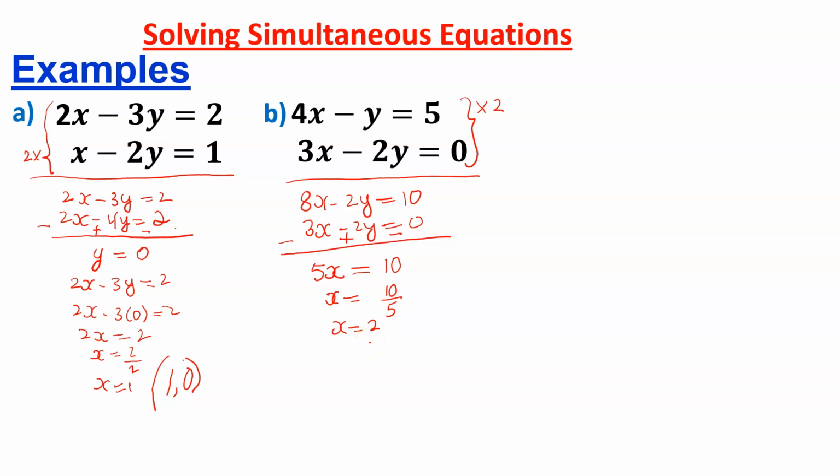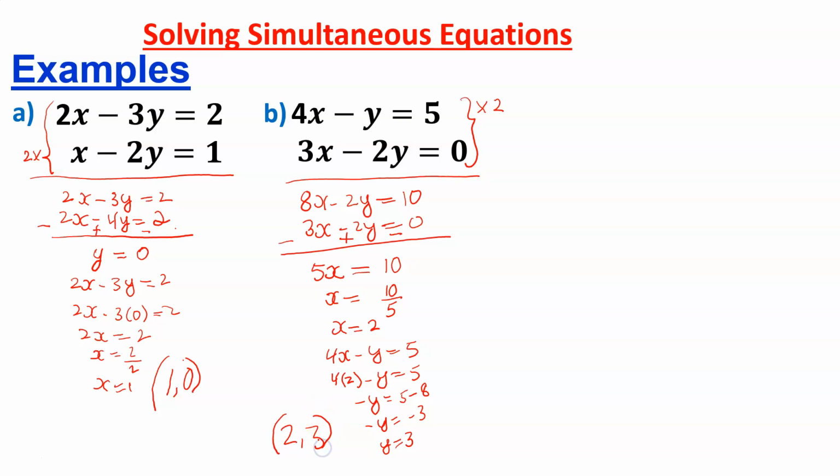Let's get y now. Let's take the top equation for y, which says 4x minus y equals 5. Let us fill x by 2, so that's what we got. Minus y equals 5. Take it to the other side. Minus y is 5 minus 8. Minus y is minus 3. And finally y is 3. What is the point now? The x coordinate is 2 and the y coordinate is 3.